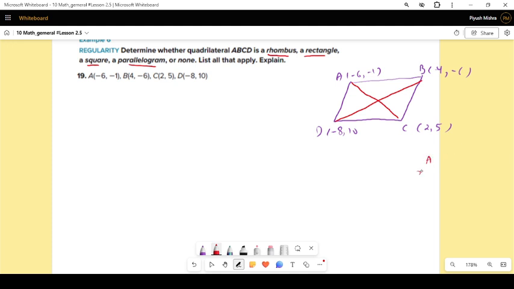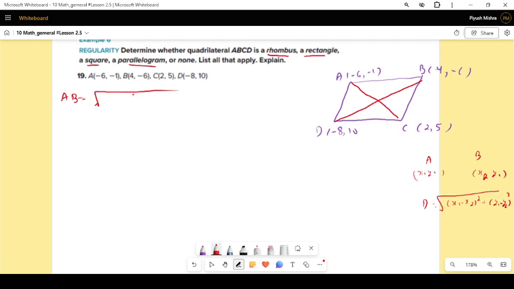If there is a point A (x1, y1) and a point B (x2, y2), the distance between these two points is the square root of (x1 minus x2) whole square plus (y1 minus y2) whole square. Using this formula I'm going to solve this. Firstly, I'm going to find the side AB, using the same formula.